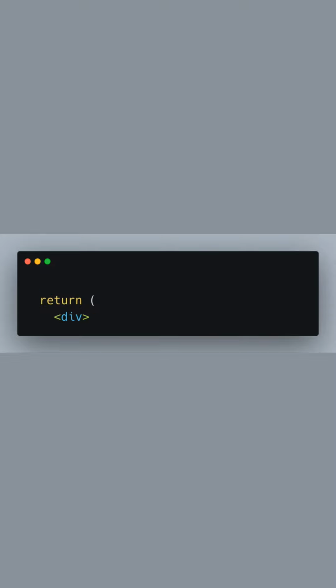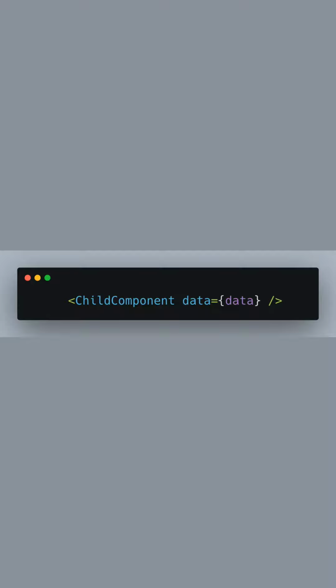We start the return statement of our function, which will output our JSX. In this case, we wrap our content with a div element. We render the child component within our page component and pass the data state as a prop to the child component. Finally, we close the div tag and the return statement. Remember that in JSX, every tag must be closed for the code to work correctly.